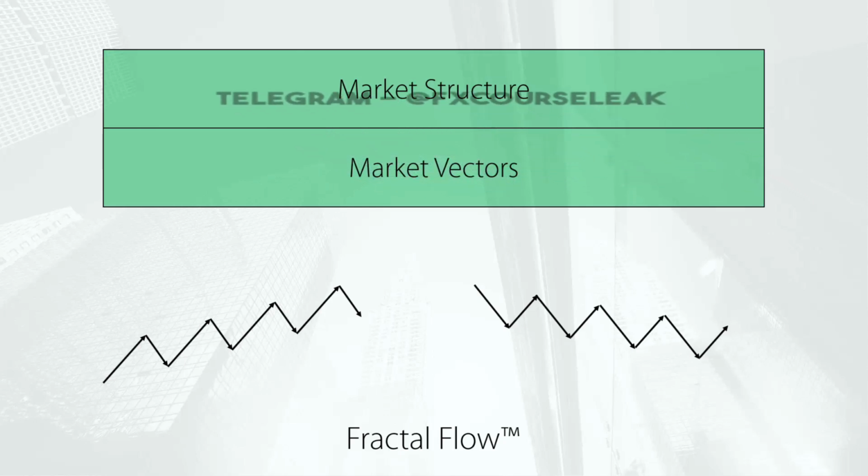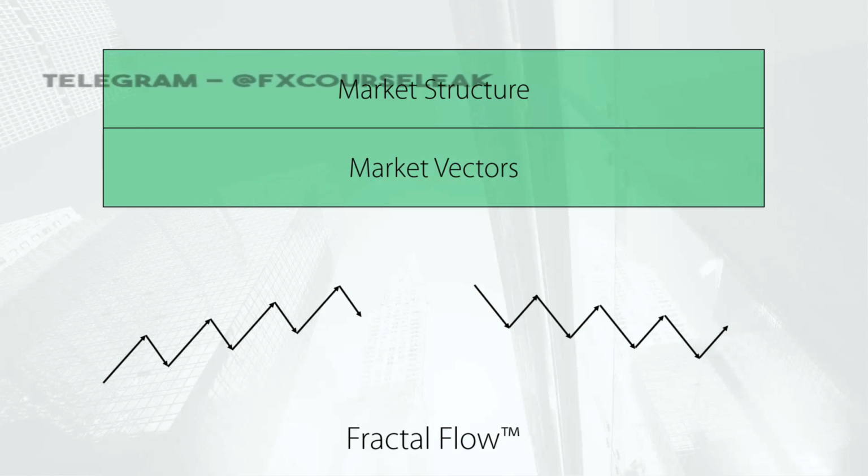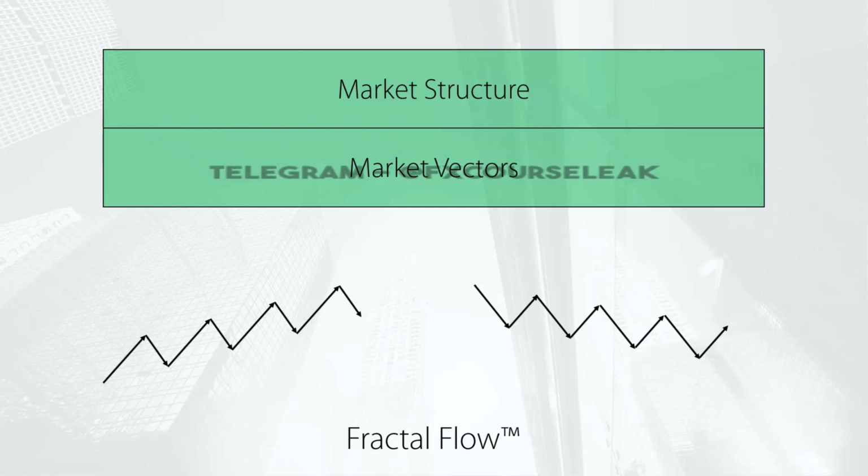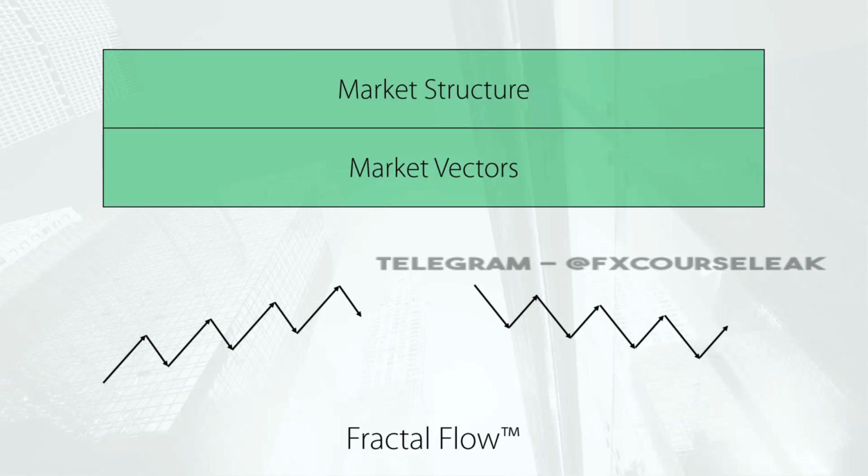In an uptrend, the buyers are stronger than sellers, so they can produce higher highs. In a downtrend, the sellers are stronger than the buyers, so they can produce lower lows. That's an incredibly simple idea, but that's the fundamental nature of how price behaves on a chart.